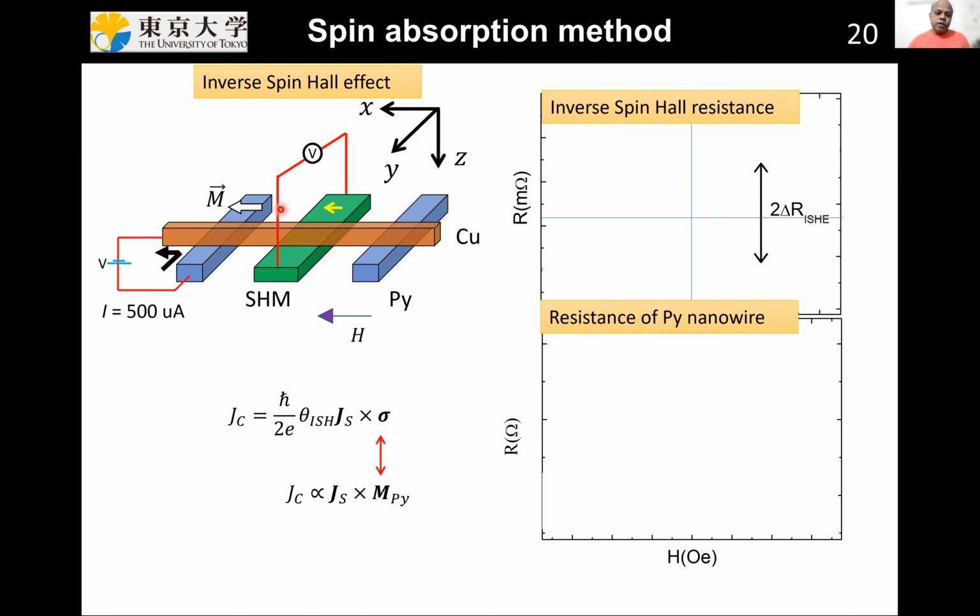If you put a voltmeter across the spin Hall material, then you can detect a voltage due to the inverse spin Hall effect. But you will not detect a voltage in all conditions, because the spin current, charge current, and the spin polarization direction are mutually orthogonal to each other.